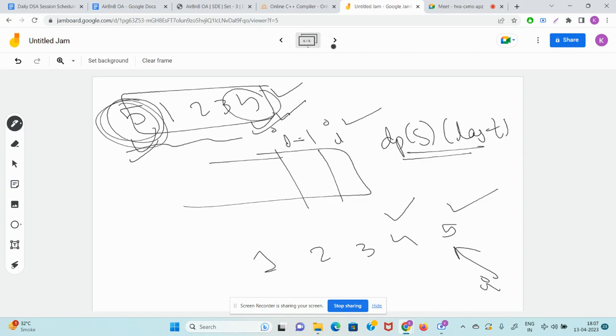Got it, guys? What is the meaning of DP of 5 of last? It means first you pick 5, only then you pick 4. Don't try to do any kind of other masti here. First you pick 5, only then you pick 4.